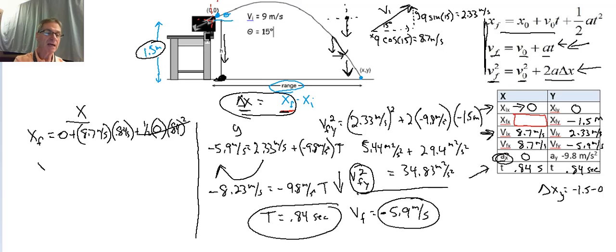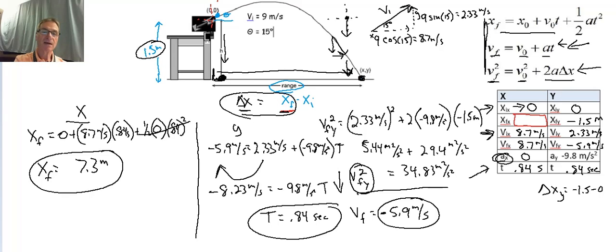All right, and what is x final? My range turns out to be 8.7 meters per second times 0.84 seconds. Let's do that on the calculator here. 8.7 times 0.84 is 7.3 meters. So my range, the distance that my projectile is going to travel from the edge of the table over here all the way out to here, is going to be 7.3 meters. Okay, and that's how we find the range.